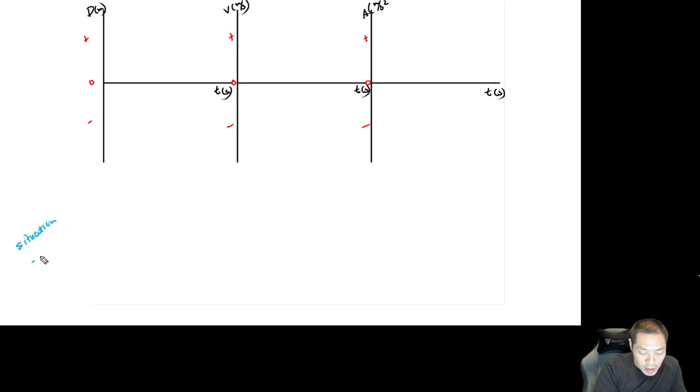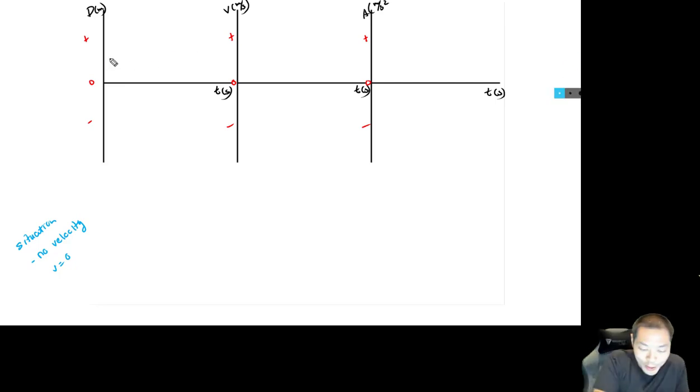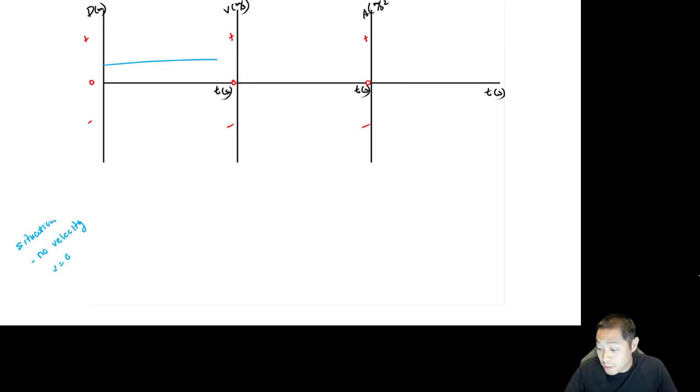So right now, we're going to talk about a situation that is no velocity. So that means v equals 0. If v equals 0, that means we're going to have a line straight across. That's a really ugly line, but a line straight across. Let's just say that has a slope of 0. It doesn't matter where it is. It could be there, it could be down here, it could even be on the 0 itself.